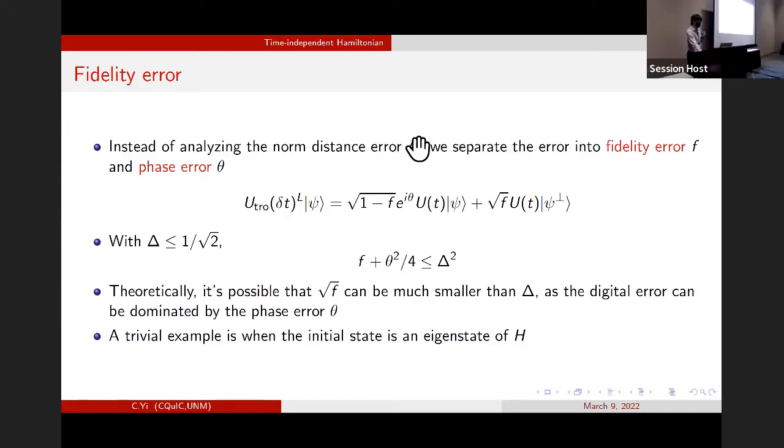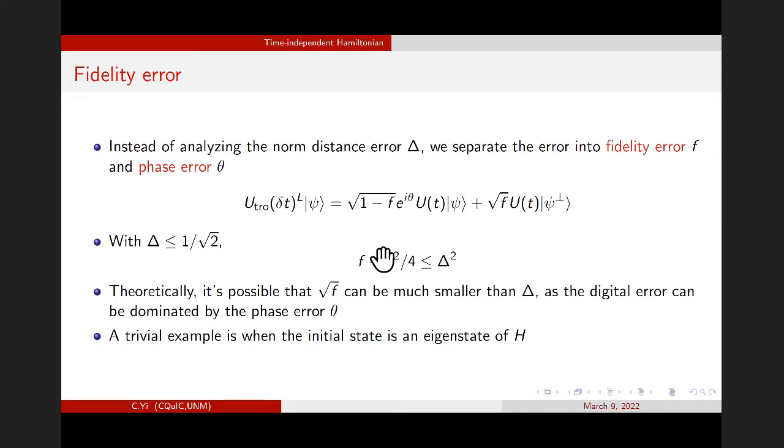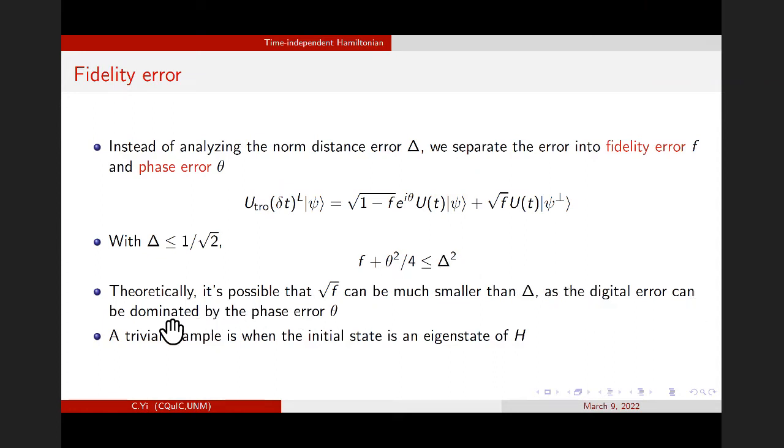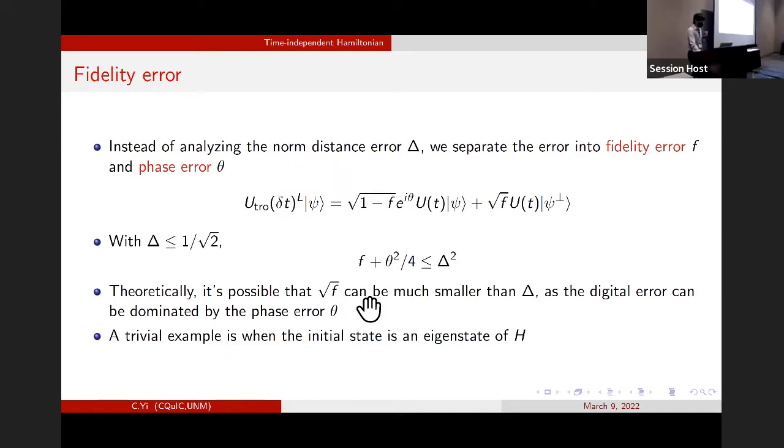We can prove that when the norm distance error is not too large, these three quantities roughly satisfy a linear relation. This means that in general situations, the estimation of delta is already a good estimation of F and theta, so there's nothing interesting here. But theoretically, it is totally possible that the fidelity error can be a lot smaller than the norm distance error, because the digital error can be dominated only by the phase error. And actually, a trivial example is when the initial state is an eigenstate of the original Hamiltonian.